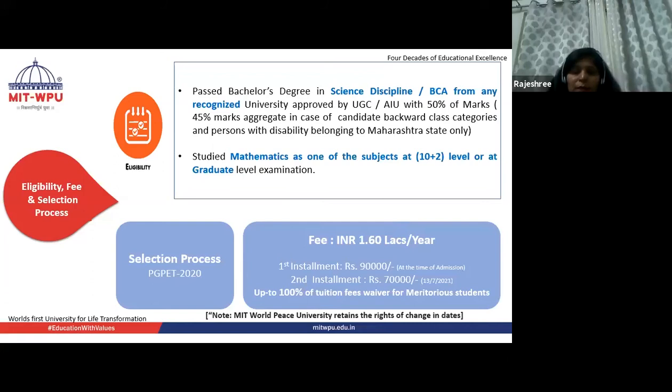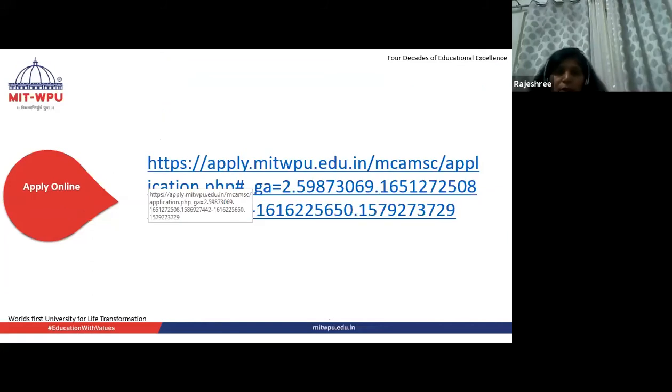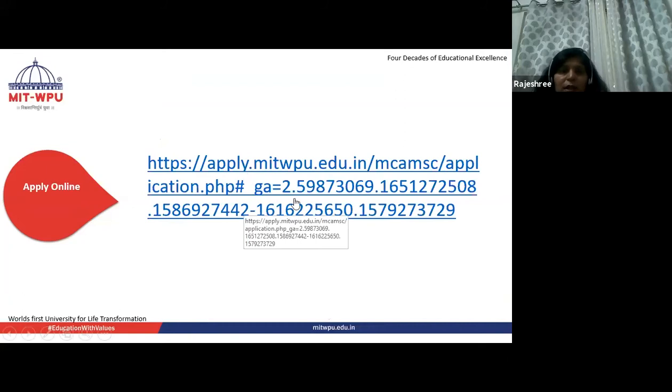Now, the application is still open. You can apply online through this link. Just look at the link shared on your screen. Through this link, the application is still alive. You can apply through this link, or you can visit the MIT-WPU website, where you can apply directly from the admission process. Okay, these are a few things I wanted to share with you.